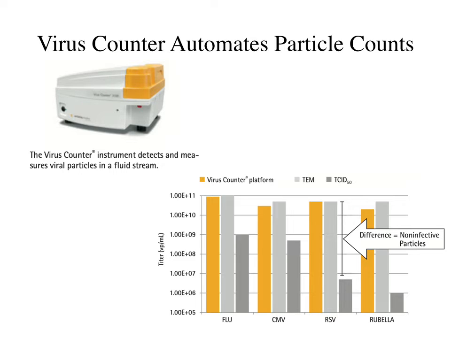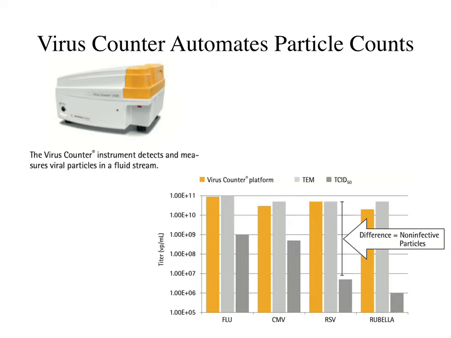graph at the bottom, they used their virus counter to calculate the number of virus particles in their samples, and they compared that using electron microscopy, so that's the gray bar, and then they did a TCID50, or tissue culture infectious dose 50%, to look at infective particles. Because remember, the TCID50, it's a quantal assay, but it's based on infectivity of the particle. So that's going to count up only the infectious particles.